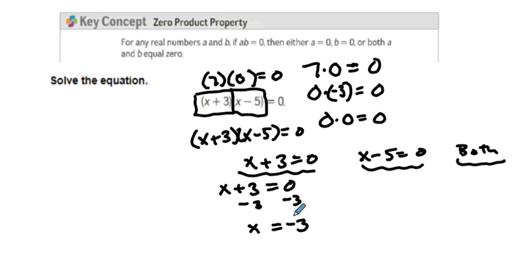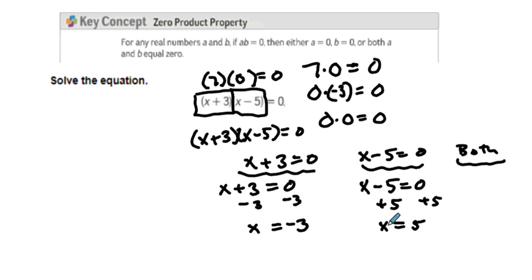So that's one of the roots, one of the zeros, one of the solutions, whatever you want to call it. That is one of the solutions to this factored equation. And we can call it an equation now because there's an equal sign. It's not an expression anymore. It has become an equation. Same thing with x minus 5. You've got x minus 5 is equal to 0. You add 5 to both sides. Remember, you're always doing the opposite. And then you get x equals 5. So I've got two solutions now.